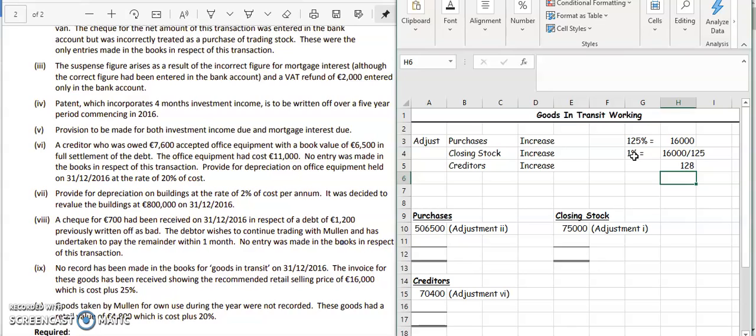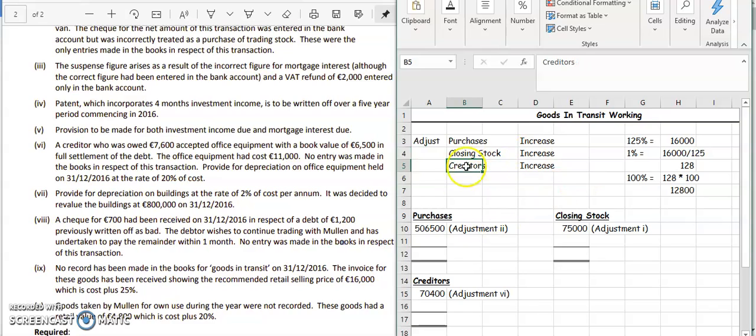That is equal to 128. So 100% then is equal to 128 multiplied by 100. So the cost of these goods was 12,800, and that's what we need to increase our purchases by, increase our closing stock by, and increase our creditors by.